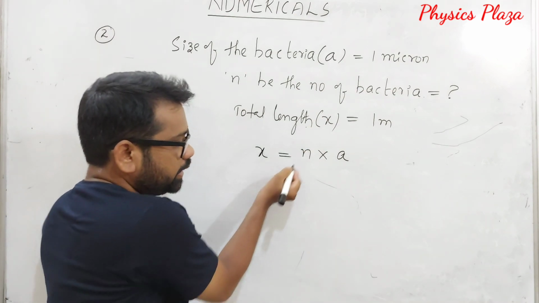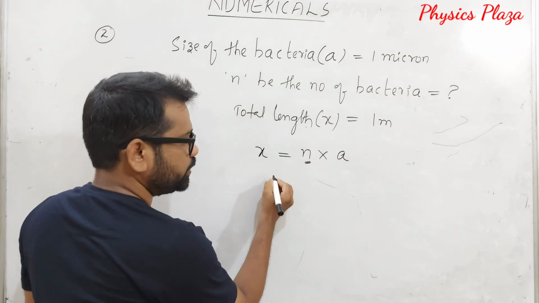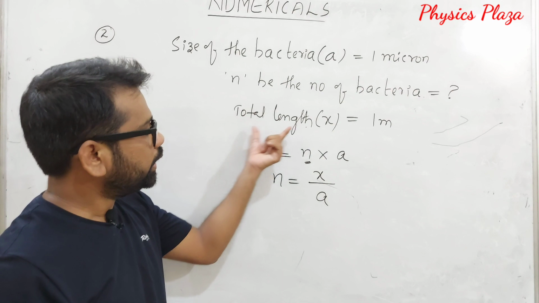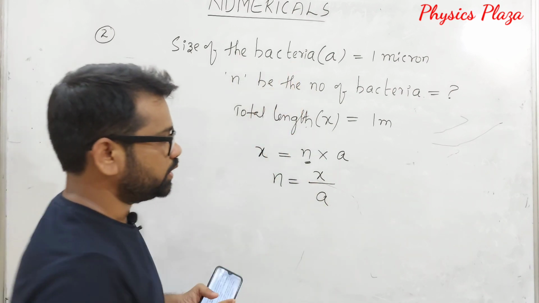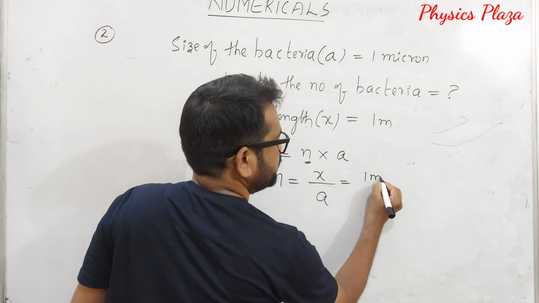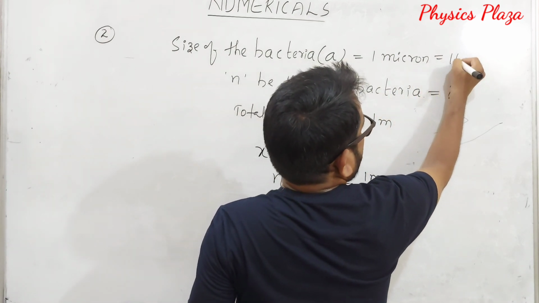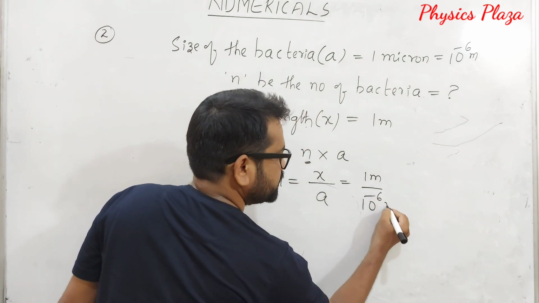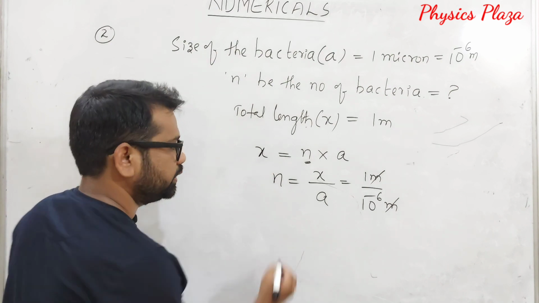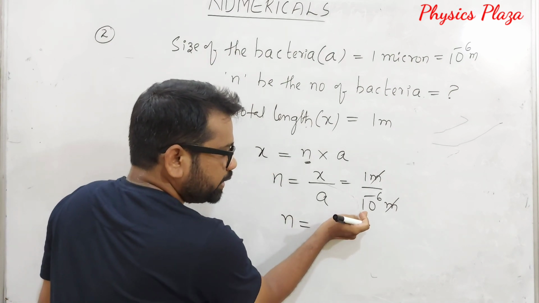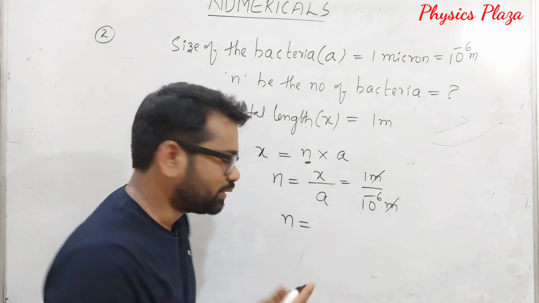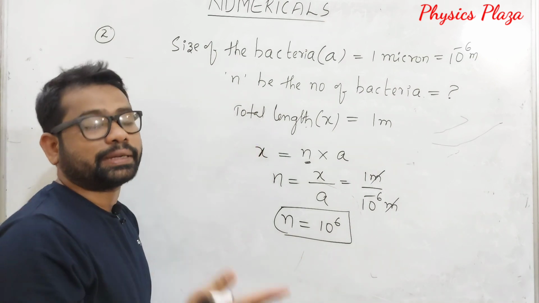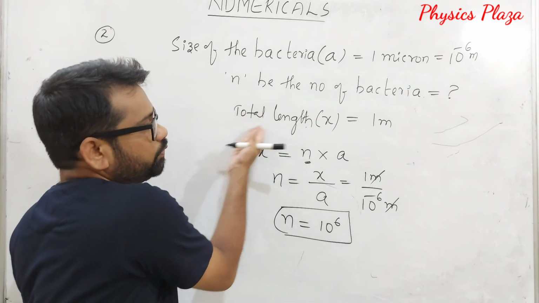What we have to calculate is the number of bacteria. So N is equal to X by A. X is the total length, A is the size of the bacteria. So this is 1 meter by, 1 micron means 10 power minus 6 meters. So here you can substitute 10 power minus 6 meters. Meter gets cancelled. Then N is equal to 1 by 10 power minus 6. If you take it to the numerator, it becomes 10 power 6. That's it. So 10 power 6 bacteria can fit in the length of 1 meter.